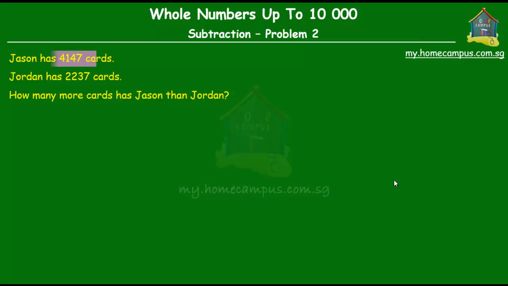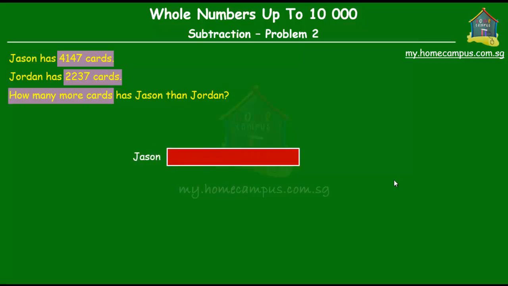Jason has 4,147 cards. Jordan has 2,237 cards. How many more cards has Jason than Jordan? Okay, let's try to understand this question using a model diagram.